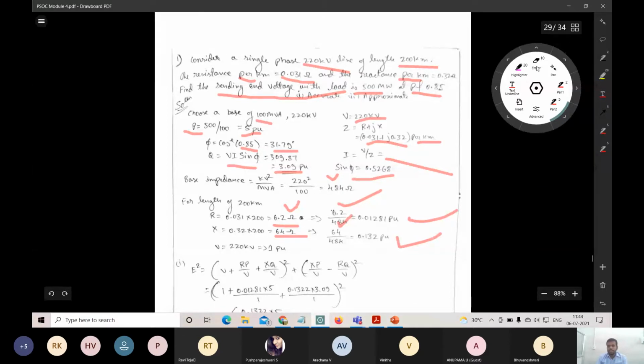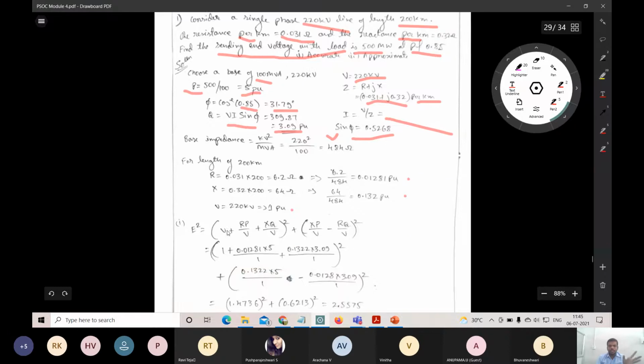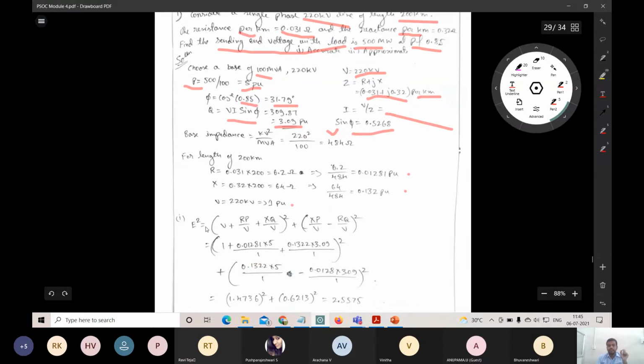So remember these things. We have calculated one equation in the dependency of voltage. While calculating the dependency of voltage, we found one equation, that is E square is equal to (V plus Rp by V plus Xq by V) whole square plus (Xp by V minus Rq by V) whole square. Delta V is equal to E minus V.